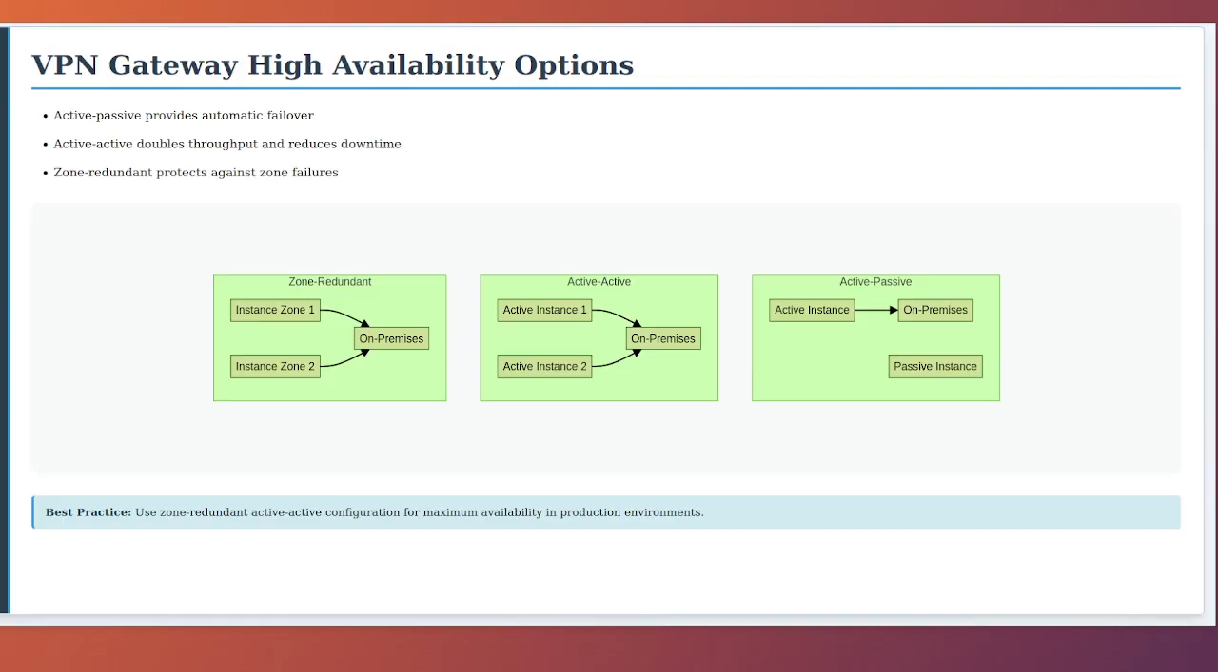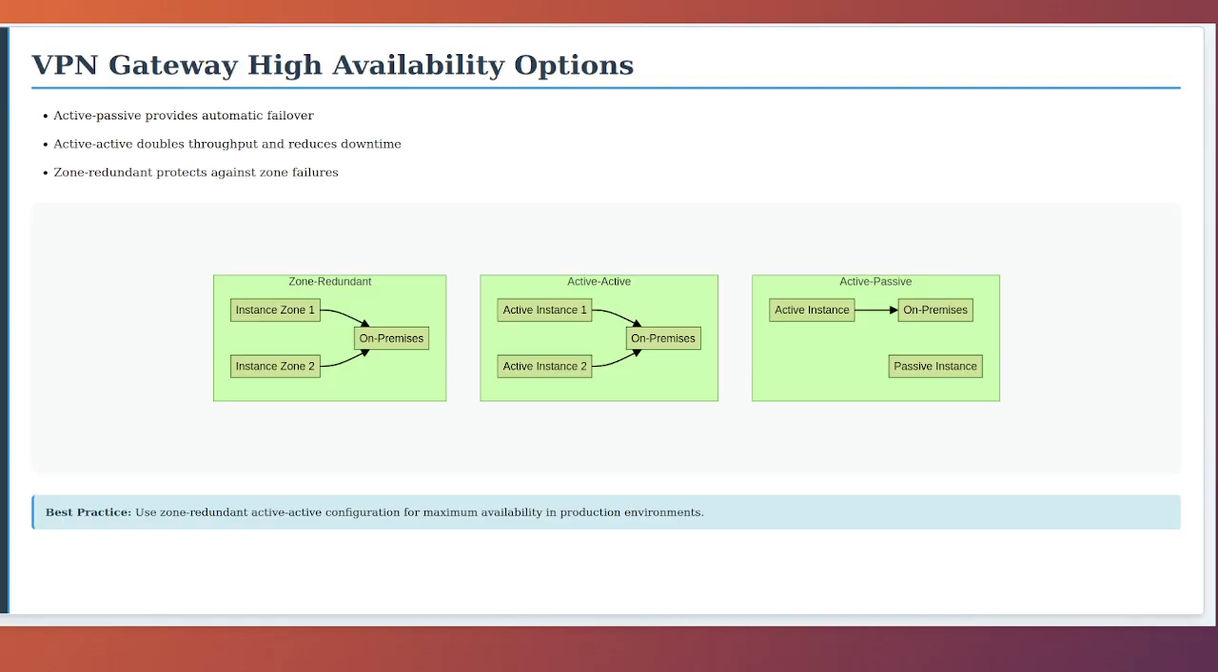The default configuration for VPN Gateway is active-passive mode. In this setup, Azure deploys 2 gateway instances behind the scenes, but only one instance actively handles traffic at any given time. The second instance serves as a standby replica. If the active instance experiences a failure or undergoes planned maintenance, Azure automatically fails over to the standby instance. During this failover, you may experience a brief interruption of 30 to 90 seconds while the connection re-establishes. The active-passive configuration is included by default in all VPN Gateway SKUs and provides basic redundancy without additional configuration.